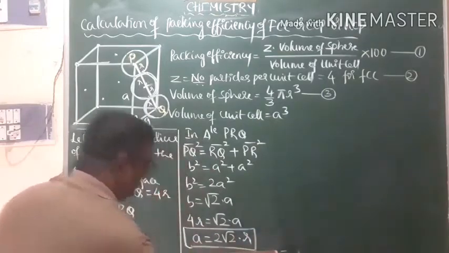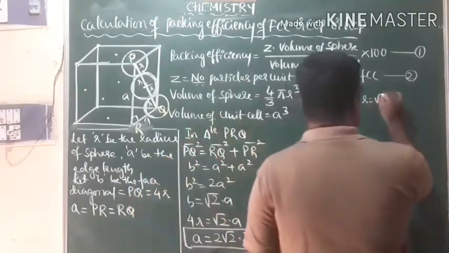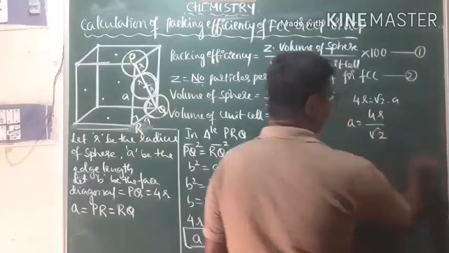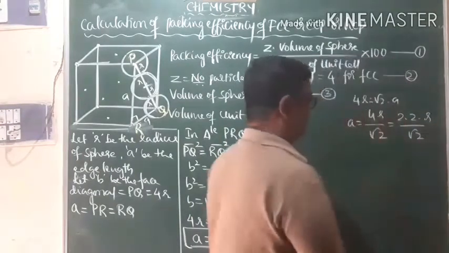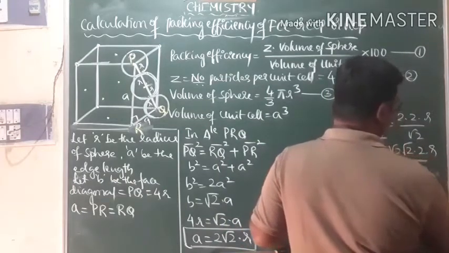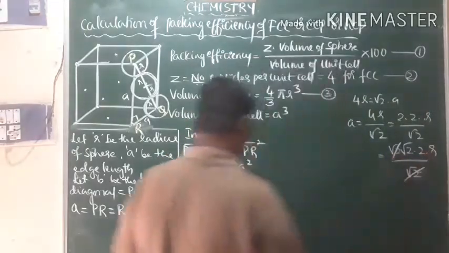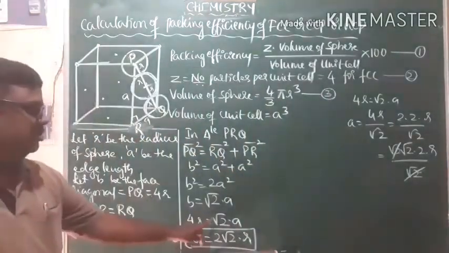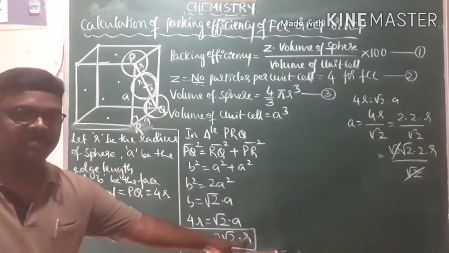Let me show you. That is, 4R is equal to root 2 A, right? Therefore, A is equal to 4R divided by root 2. Then this is 2 into 2 into R divided by root 2. We can replace one 2 by root 2 into root 2, so it is 2 into root 2 into 2 into R divided by root 2. Root 2 gets cancelled. You are left with 2 root 2 into R. So A is equal to 2 root 2 into R. That is what we get from 4R is equal to root 2 A.